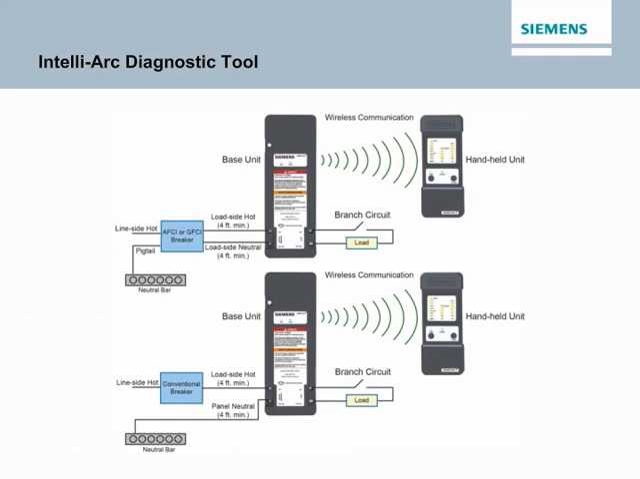Arc faults are often intermittent, which can make troubleshooting the branch circuit difficult. In these cases, it is important to determine whether the fault condition exists in the permanent wiring and connected equipment or in a power cord. Siemens IntelliArc diagnostic tool helps to accurately diagnose the circuit in which a fault has occurred.